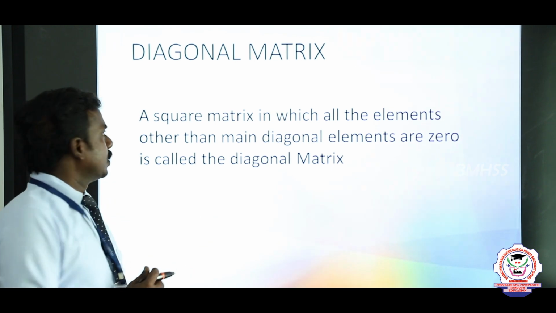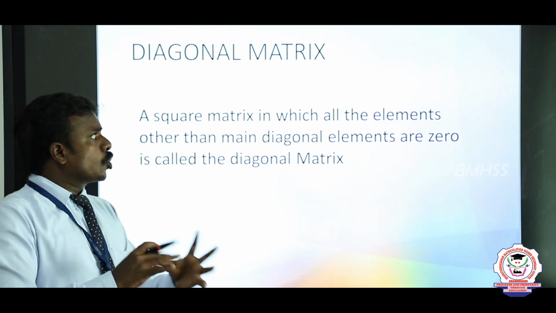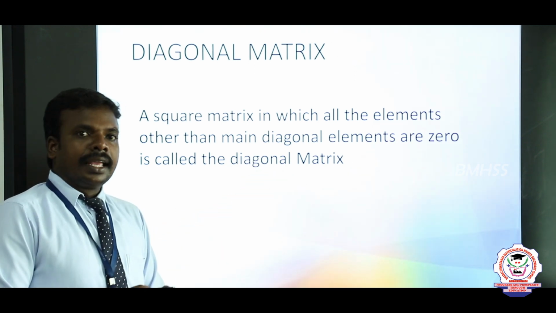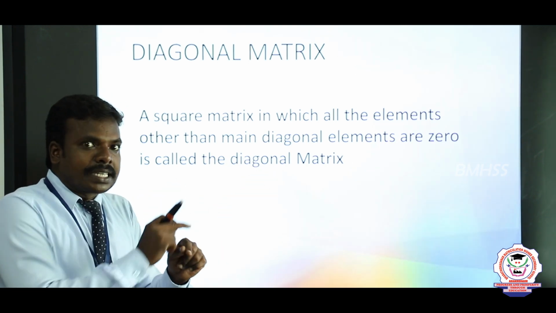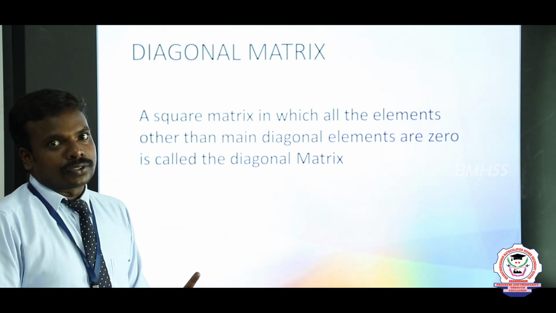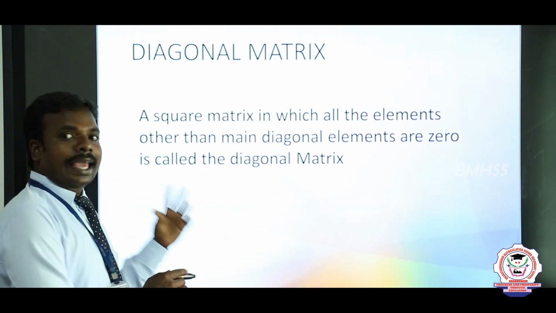Diagonal matrix. A square matrix in which all the elements other than the main diagonal elements are zero. In a square matrix, except the leading diagonal or main diagonal, the remaining values are zeros. This is called a diagonal matrix.